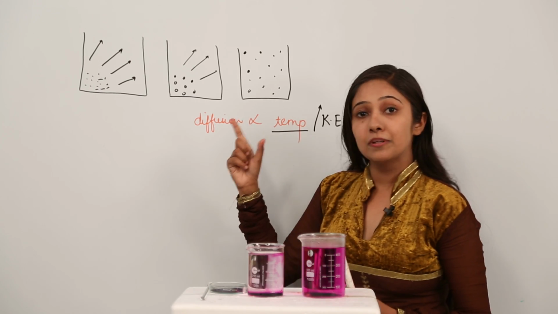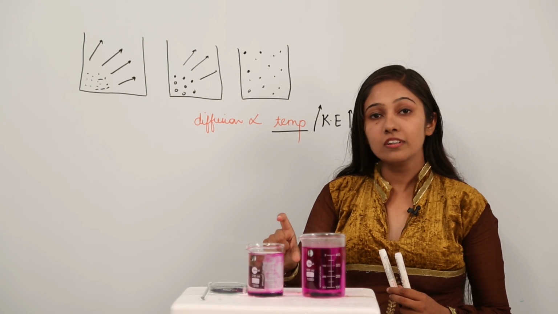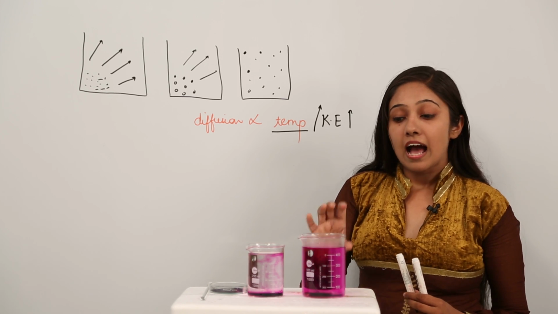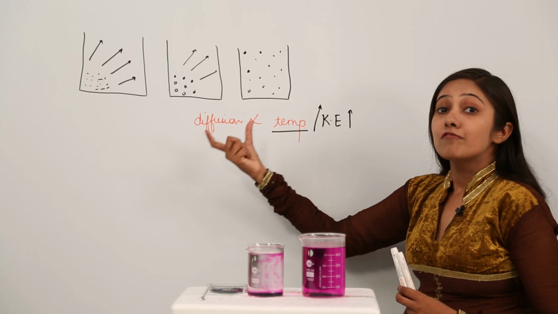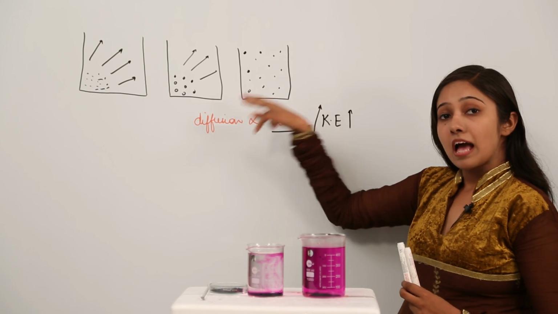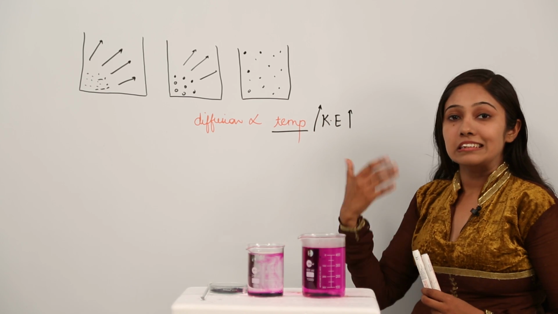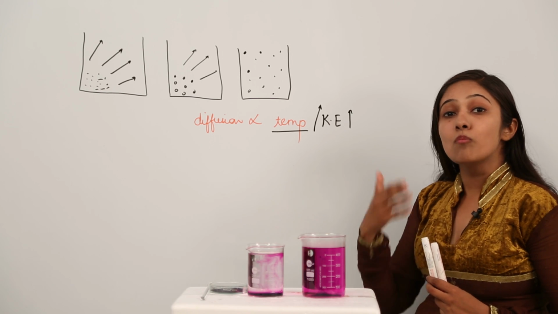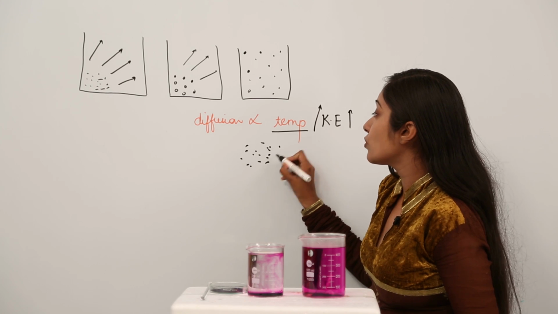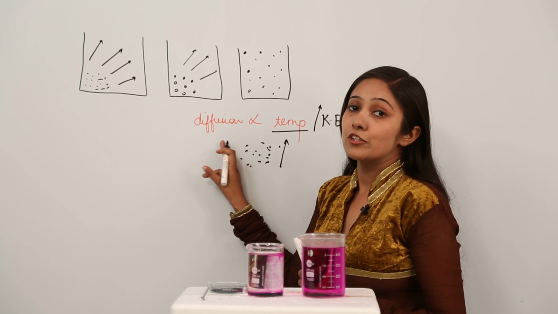And here what is happening? When we have put in hot water and cold water and you put these crystals, the beaker containing hot water has a faster rate of diffusion. Why? Because diffusion is actually directly proportional to the temperature. And why does this happen? Because as we increase the temperature, the kinetic energy of the molecules increases, and the kinetic energy is the energy due to motion of the body. So the molecules are going to move very fast, and when the movement is very fast, the rate of diffusion is also going to be very fast.